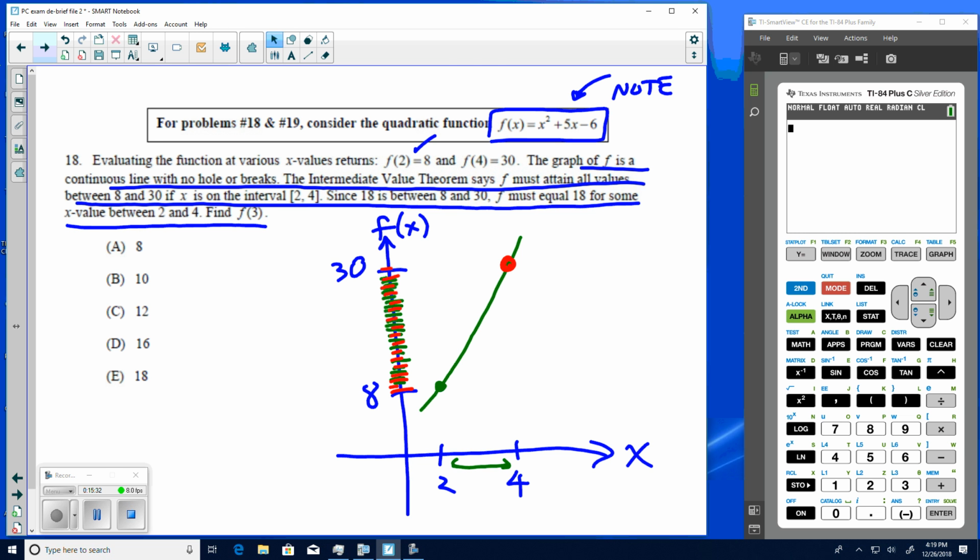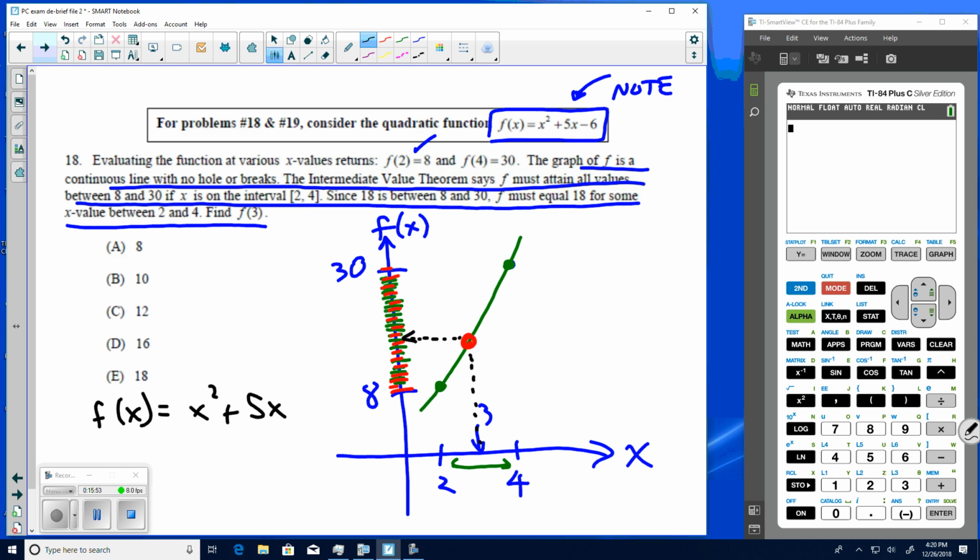Well, 3 is one of the numbers in this interval. So we know that if this is 3, the y value has to be some number between 8 and 30. And it just says, what is f of 3? So not hard. f of x is x squared plus 5x minus 6, and so f of 3 is 9 plus 15 minus 6. What's that? 24 less 6 is 18.